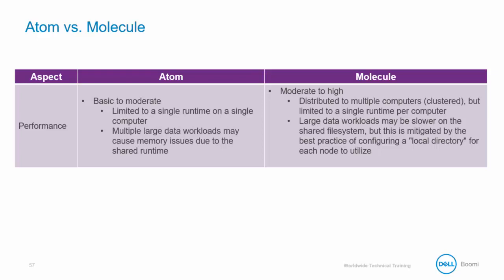The big distinction, though, is that the atom is a single runtime and so may have memory issues when multiple large data loads are processing at the same time. So that's in comparison to the molecule, which is a clustered environment. So as long as there is a defined local working directory, the molecule will be able to process multiple large data loads across multiple nodes.